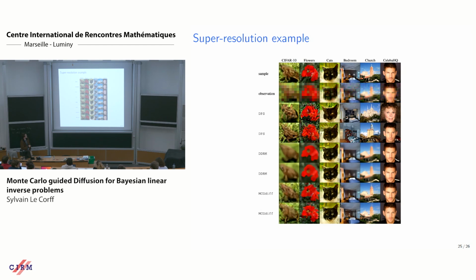Okay, and here it's just for fun. I guess you cannot have a talk on diffusion processes without this kind of pictures where you can compare different methods. MCG-diff is for Monte Carlo guided diffusion. This is a method proposed by Gabriel and Yazid. And you can see what's recovered by our method and what's recovered by the other.